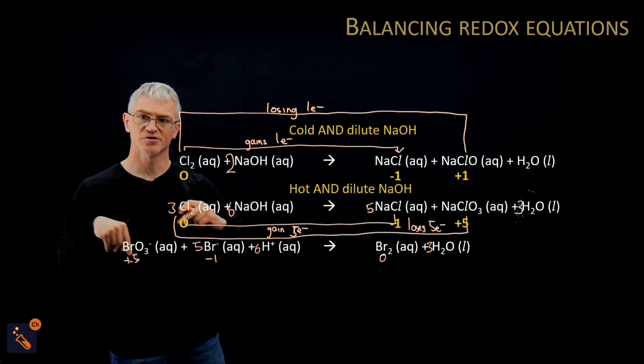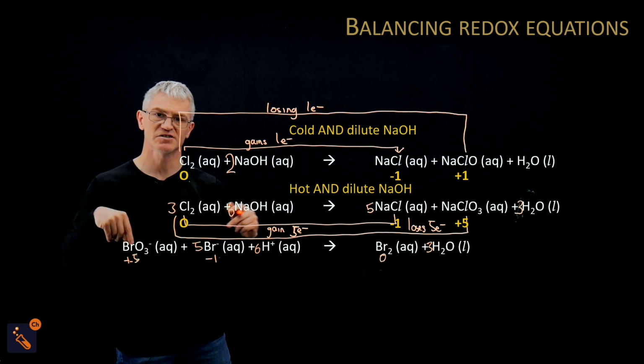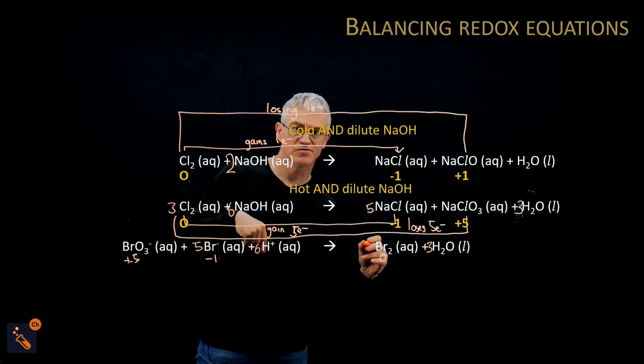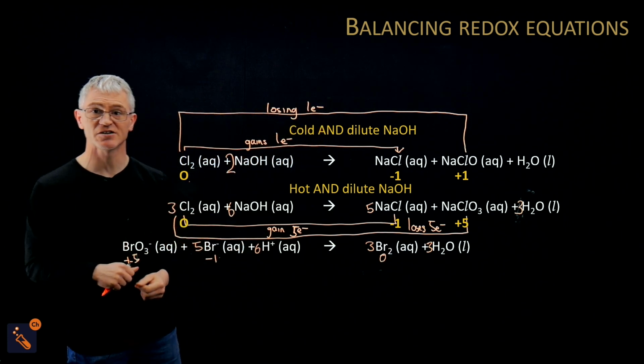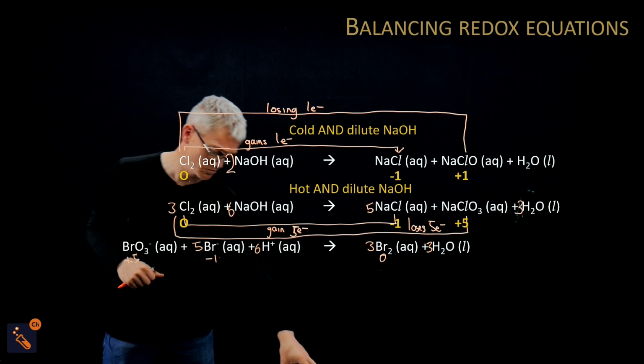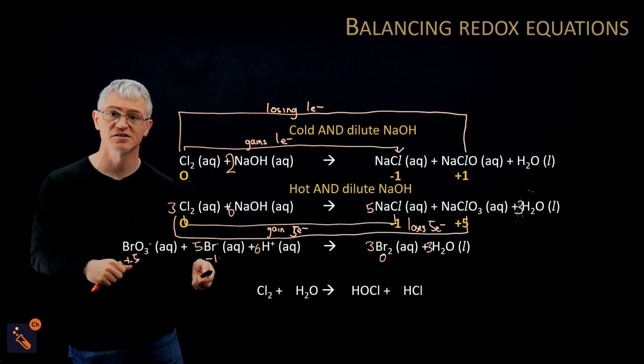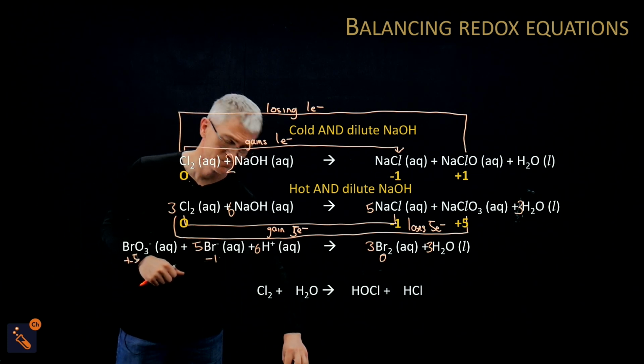And then I balance my bromines. My bromines are 1, 2, 3, 4, 5, 6. Okay, so therefore it's 3 Br2 because there's 2 in there. And that's how you balance a redox equation. And we'll do one more just to see if you're good.